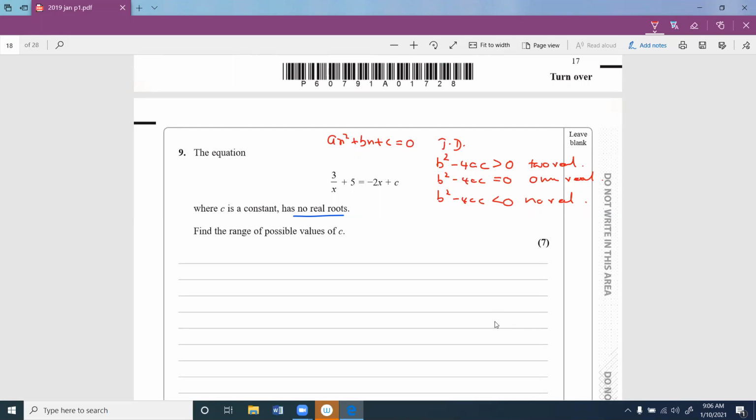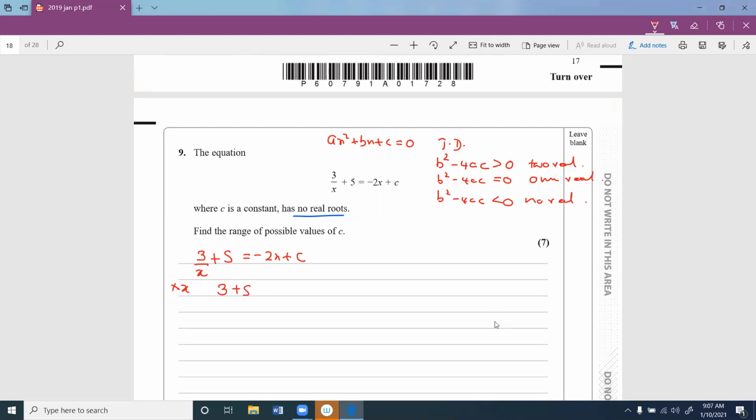Now let's go ahead with this. That means we need to convert this into a quadratic format. The equation is 3 over x plus 5 equals minus 2x plus c. Anyway, we have to solve this. Then I'll multiply everything by x. Then what do you get? 3 over x multiplied by x is, x and x cancel, 3.